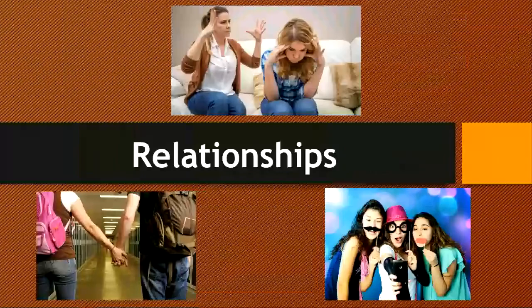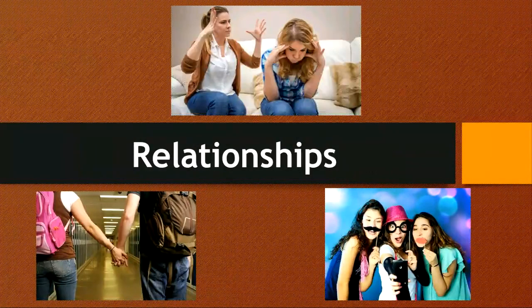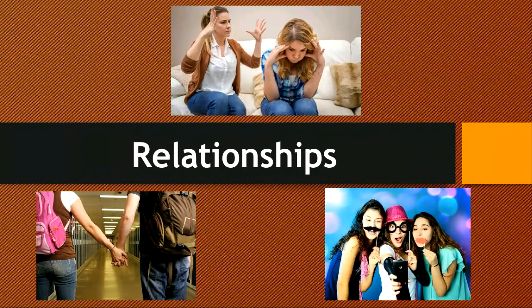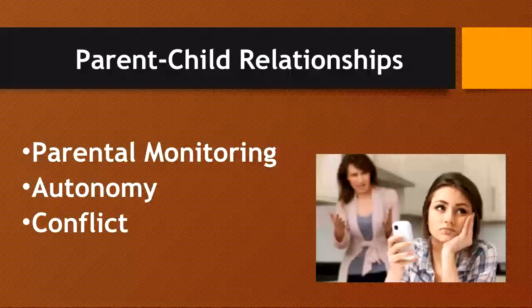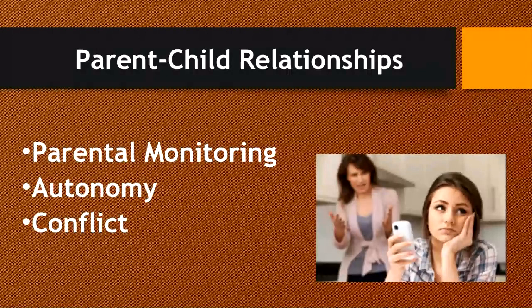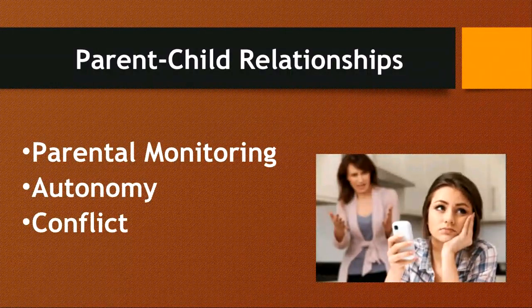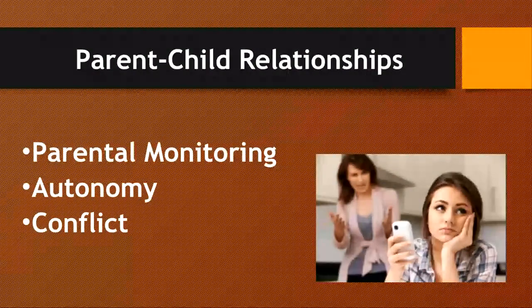Okay, so with relationships, we're going to first talk about family relationships. So parent-child relationships. Adolescence usually brings about changes in the relationship between the parent and the child. One issue key to a healthy relationship is parental monitoring.